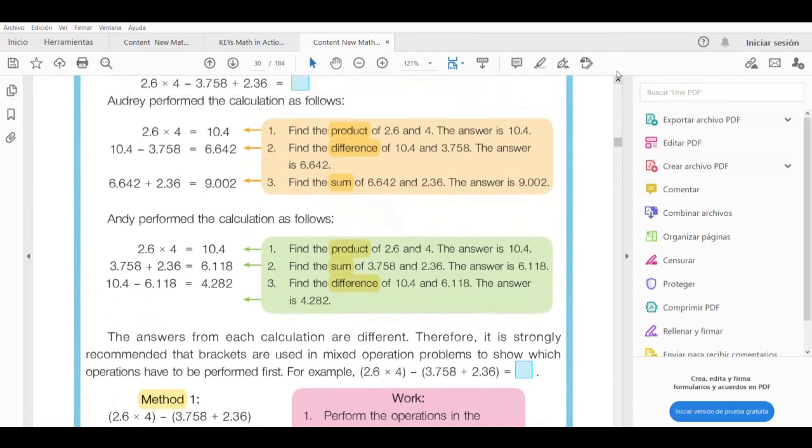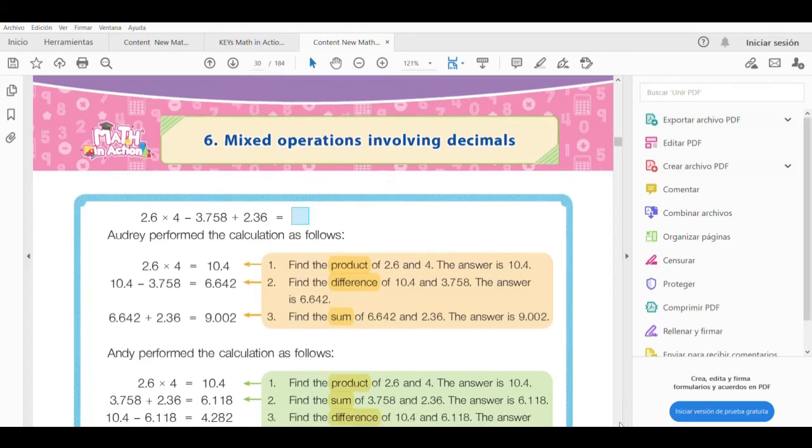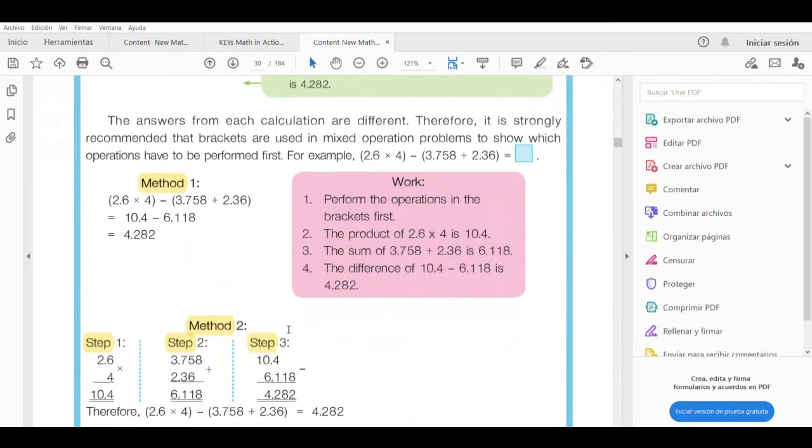Here we have mixed operation involving decimals. And the vocabulary, let's review. Product, difference, ผลอะไรครับ ผลลบ, sum ผลบวกครับ, and then we have another two words: method วิธีการหรือวิธีทำ and step ขั้นตอน. Okay, so now let's go to the notebook.